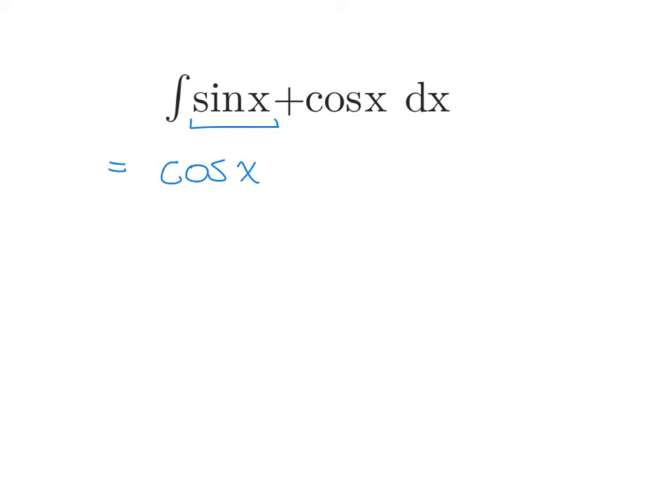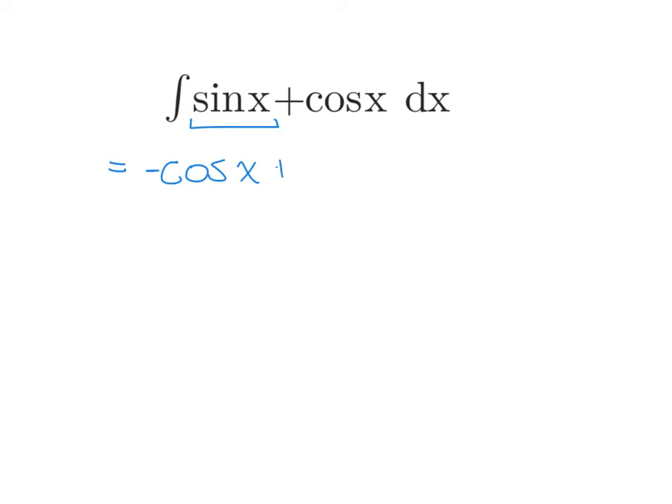Check that, all right? If the integral of sine is cosine, then the derivative of cosine is going to be sine. Is the derivative of cosine sine? No, it's negative sine. So that means we need to include this negative in front of our cosine.